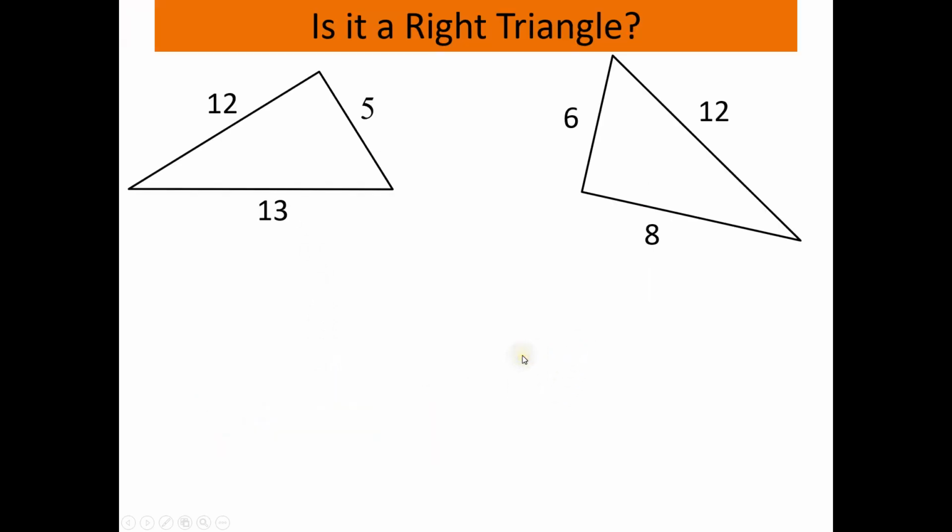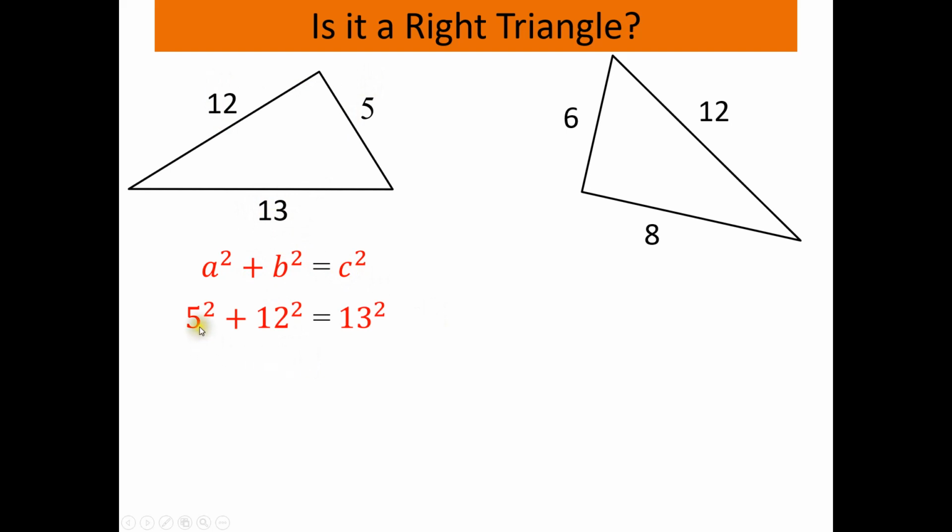Okay, is it a right triangle? Do you remember that if you're trying to find out if it's a right triangle, you have to use the Pythagorean theorem, right? And then you plug the numbers in and see if it's equal on both sides, right? Okay, this is the long one, so that has to go in for the C, and then the 12 and the 5 go in here.